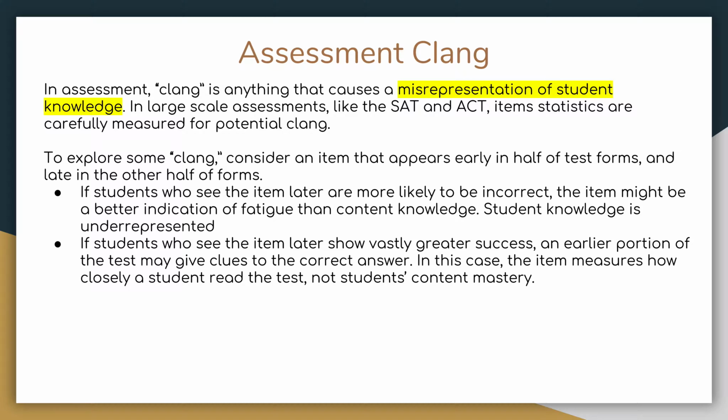If students who see the item later show vastly greater success, an earlier portion of the test may give clues to the correct answer. In this case, the item measures how closely a student read the test, not the student's content mastery. In this second case, student knowledge is actually vastly overrepresented.